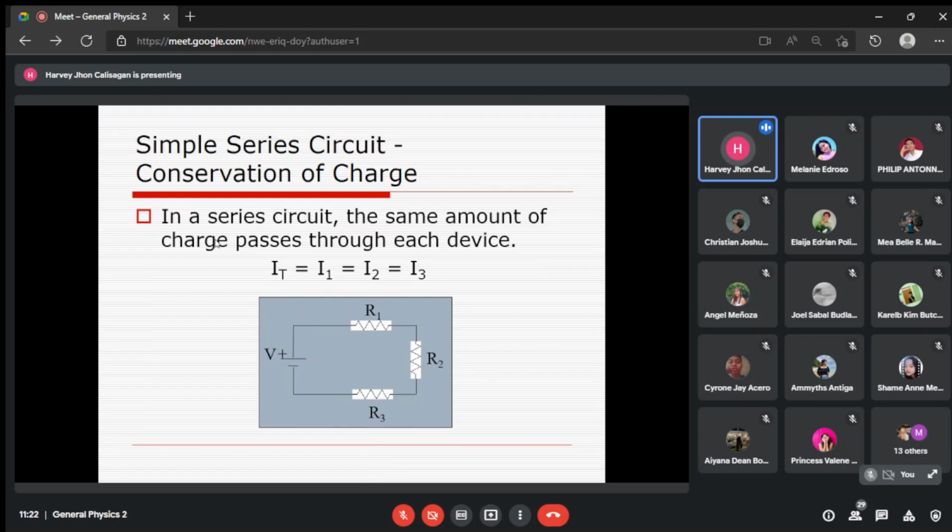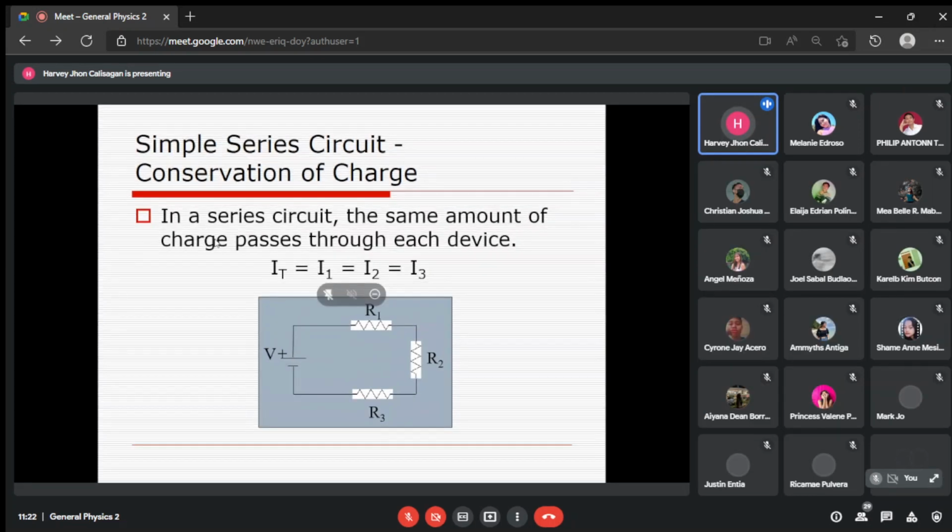But if you have this high voltage, and of course it will affect the current because only one current is flowing throughout the circuit, then you will find out that the light in the bulb is bright. Okay?